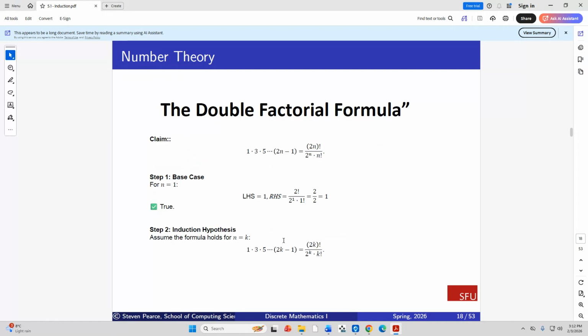Okay, double factorial formula. This is an interesting one. So 1 times 3 times 5 all the way to 2n minus 1 equals this crazy looking thing right here. So the base case is 1.